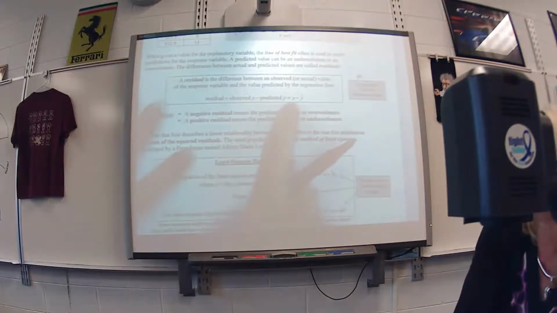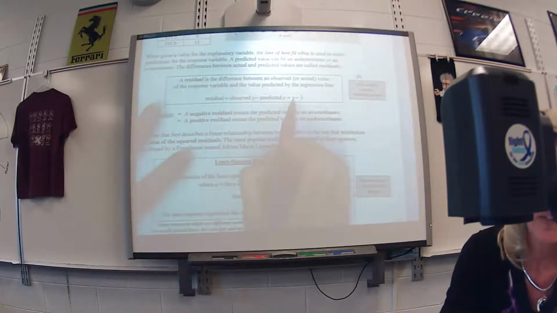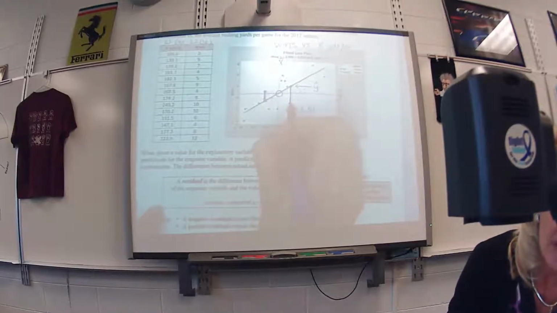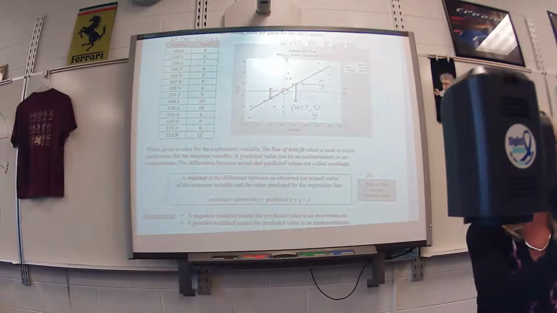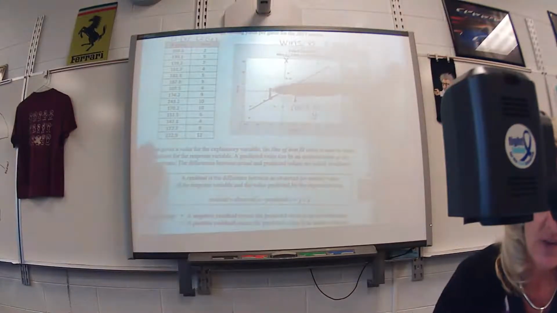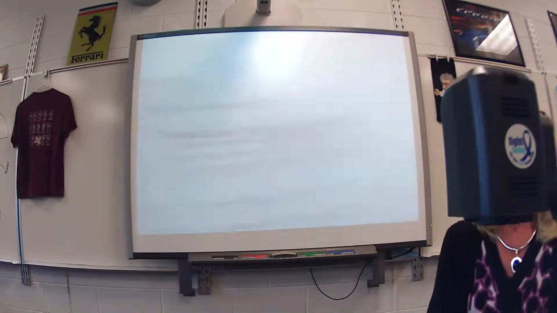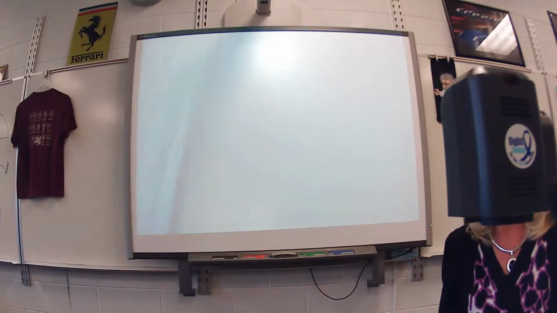So if you do y minus y hat, in other words, the actual y value minus the point on the line, that's your residual. The actual y value minus the point on the line is going to give me a negative residual right there, because when I do y minus y hat, I'm doing a smaller number minus a bigger number. If I do this y minus y hat, that'll give me a positive residual. All right, so we have to learn how to make a residual plot.